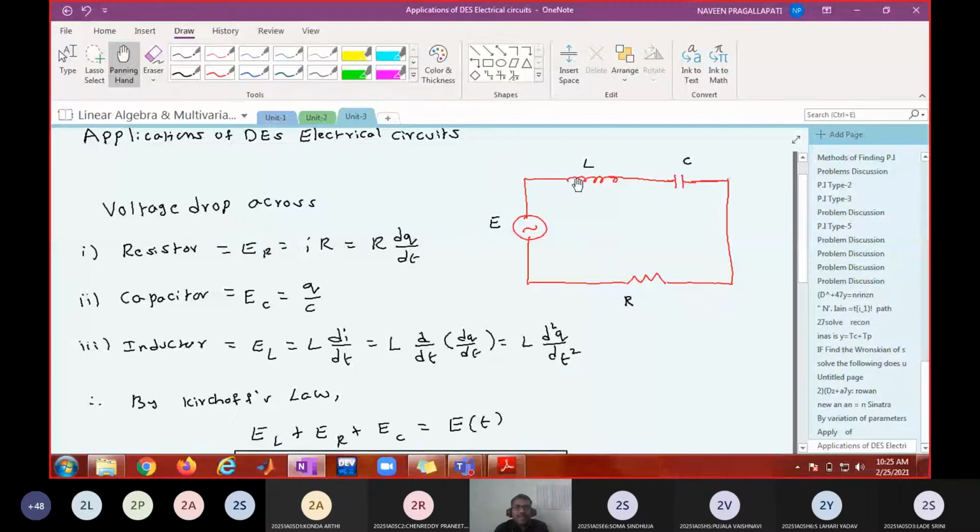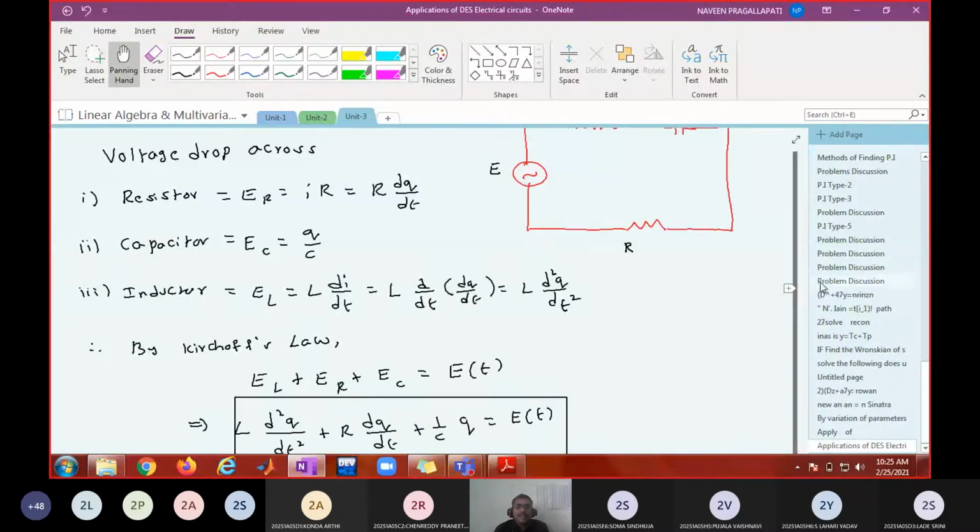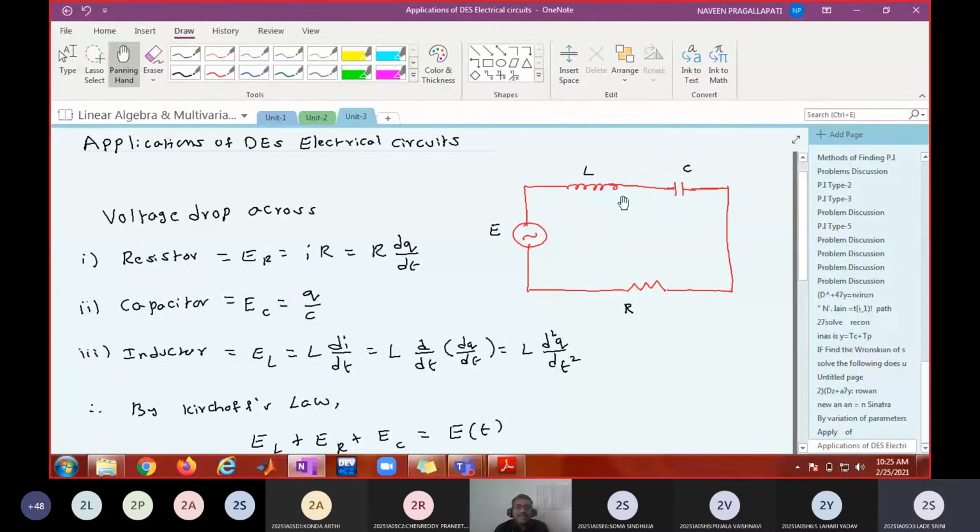It is not necessary that every circuit should contain all the three. Am I right? So if L is absent, how do you write down the law? Only ER plus E is equal to E of t. Do you agree? Yes, sir. Okay. If C is absent, you will write EL plus ER equal to E.